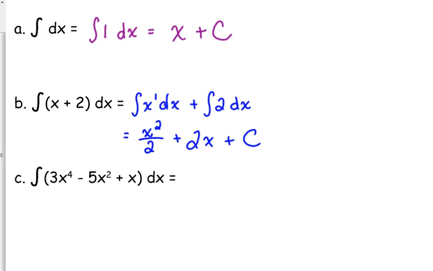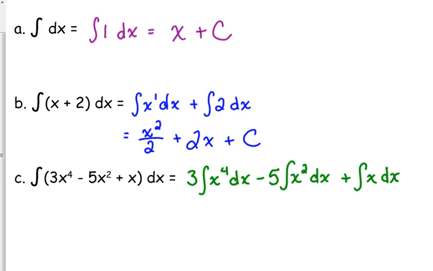Now, again, you don't necessarily have to do this, but I am going to do it for the sake of showing you some properties here. I can rewrite this as 3 times the integral of x to the fourth dx minus 5 times the integral of x squared dx plus the integral of x dx. Notice each one of those has to get the dx. Again, technically it's overkill right now, but this will be helpful later on.